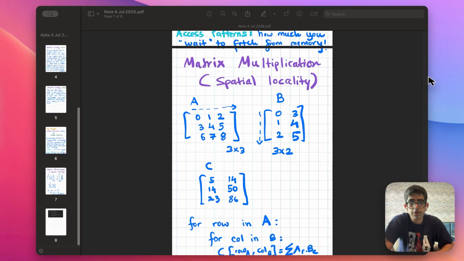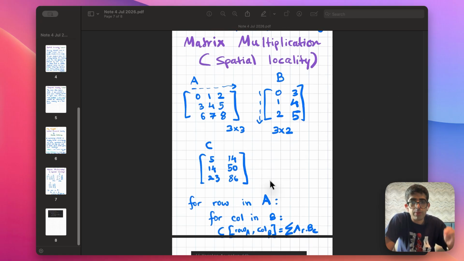Okay, so now let's take a look at spatial locality with the concrete example of the matrix multiplication kernel. In matrix multiplication, we take in two input matrices A and B, and we produce an output matrix C. Each element of C is essentially a dot product of a row of A and a column of B.